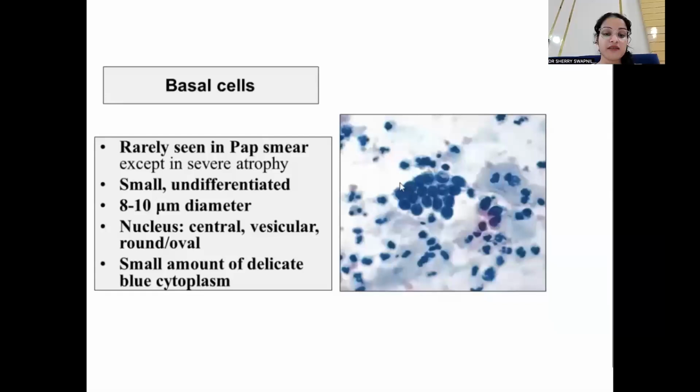Now moving towards basal cells, rarely seen in pap smear, generally seen in case of severe atrophy. They are very small undifferentiated cells. As you can see, they are very small, the nucleus is centrally placed, vesicular, round and oval. The cytoplasm is basically, as you have seen, this light blue part. It is well defined, but you can see the cytoplasm is very scanty. It is very less. Next slide please.